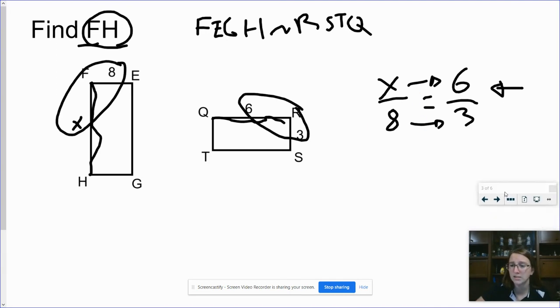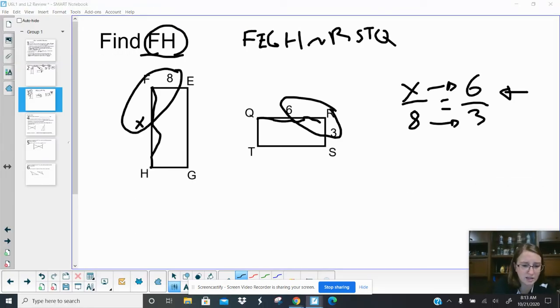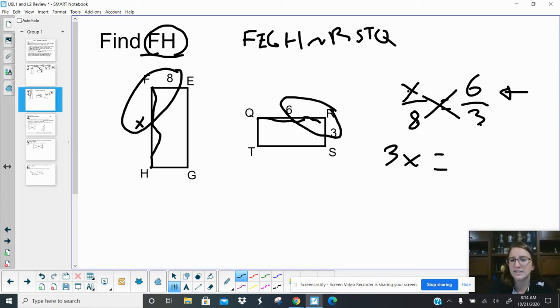Okay, we need to cross multiply here. And ignore these arrows. These arrows were just because I was talking about what corresponds. But when we cross multiply, I have 3 times x, which is 3x. I have 8 times 6, which is 48. Remember, the whole point of cross multiplying is goodbye fractions. I don't want to deal with you.